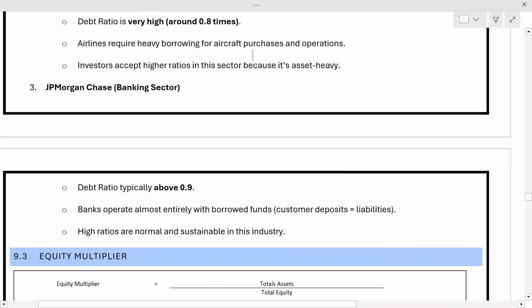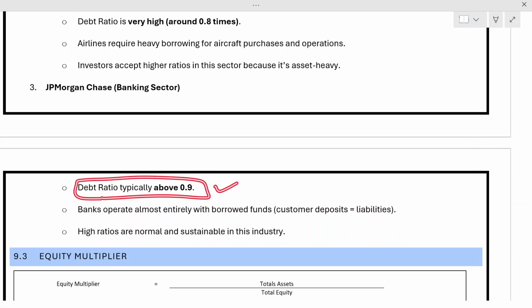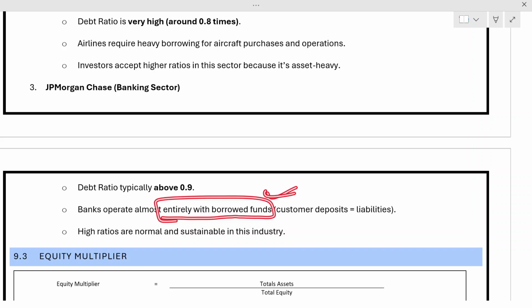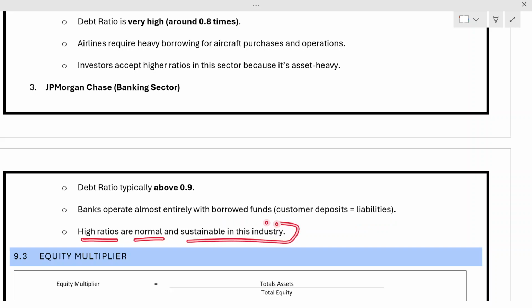If you see the example of JP Morgan Chase and Company, which is in the banking sector, they also have a debt ratio of around 0.9, which means that banks operate almost entirely with borrowed funds, because the money which you deposit in a bank becomes borrowing for the bank, right? So you can see the deposits become liabilities for the bank, and these high ratios are normal and sustained within this industry.